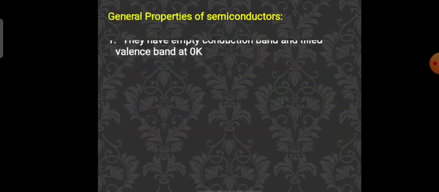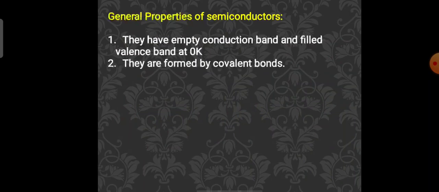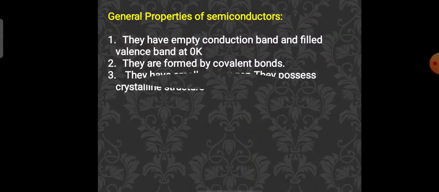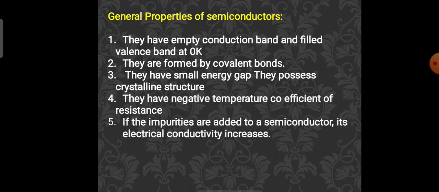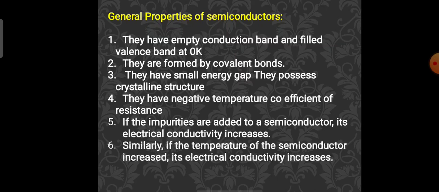The last one is general properties of semiconductor. First property, they have empty conduction band and filled valence band at 0 Kelvin. They are formed by covalent bonds. They have small energy gap. They possess crystalline structure. They have negative temperature coefficient of resistance. If impurities are added to the semiconductor, its electrical conductivity increases. Similarly, if the temperature of the semiconductor is increased, its electrical conductivity also increases. These are the general properties of the semiconductor.